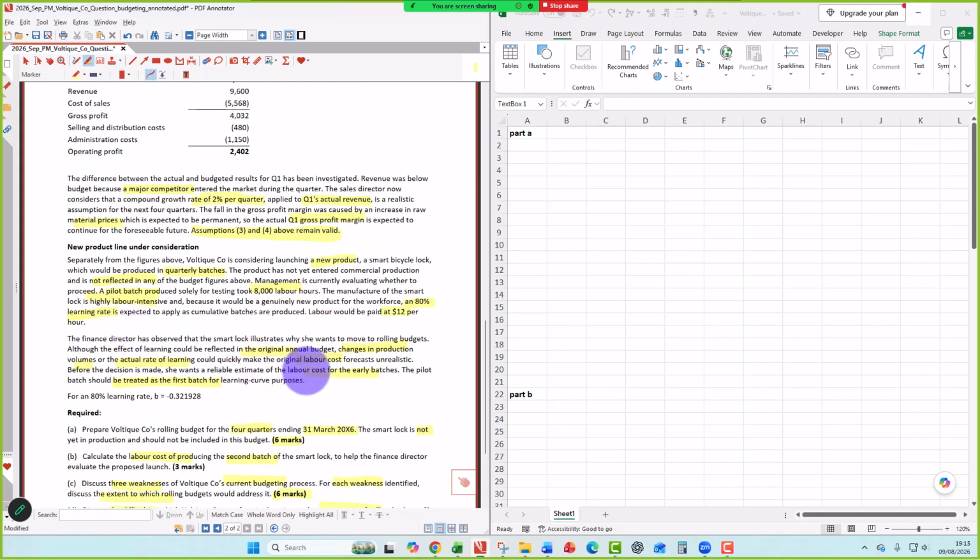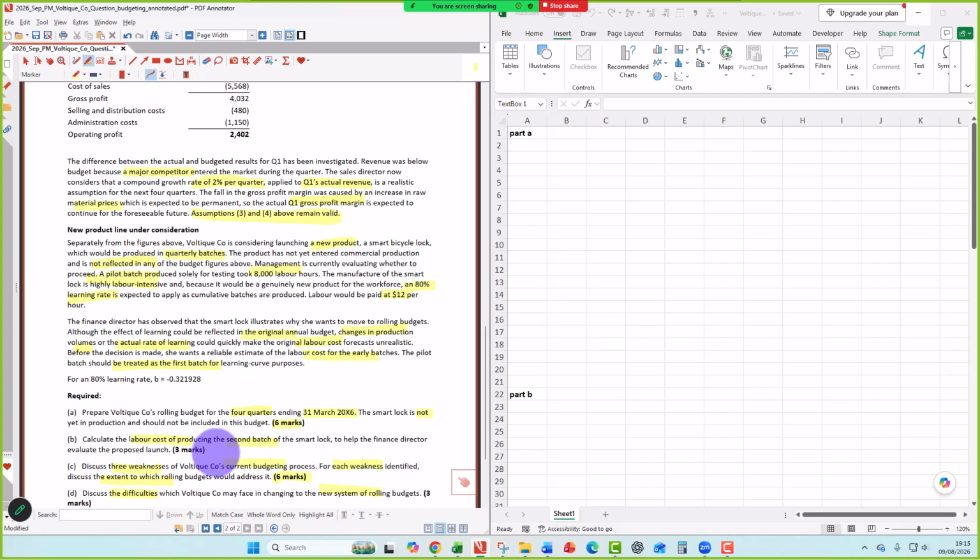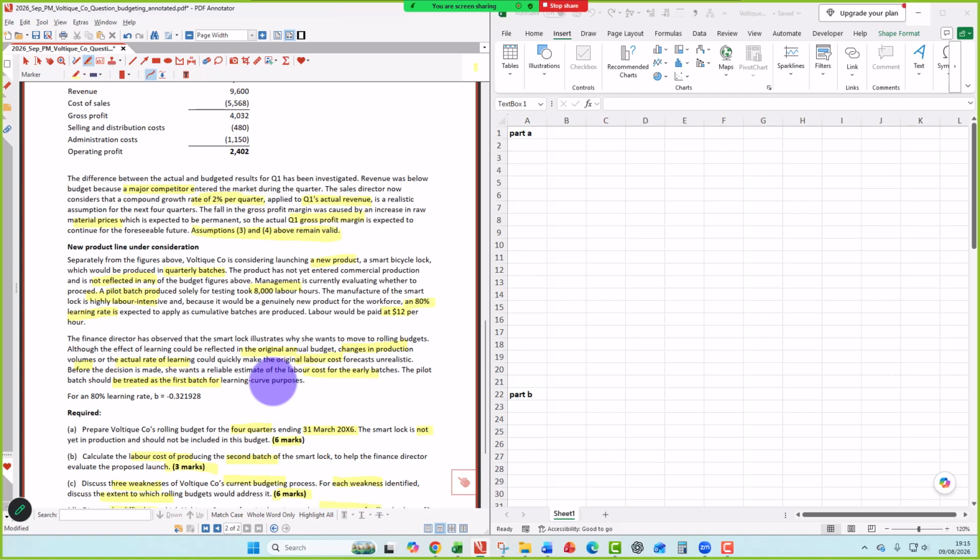And then we've also got all of this information around the new product line, which all feeds into part B, which is a learning curve calculation. A lot of people don't like learning curves, but hopefully I'll show you a way during this session using the spreadsheet, which I think is a very efficient way to do a learning curve calculation. But let's just go through what we're told.